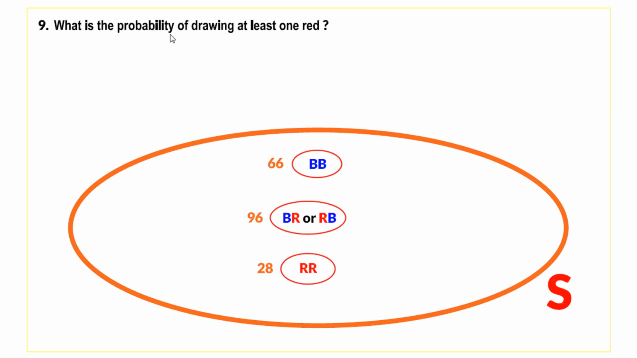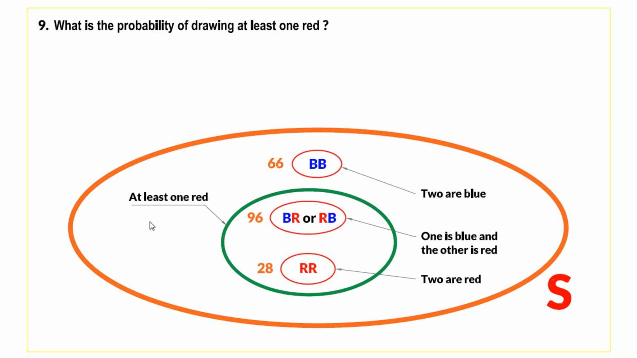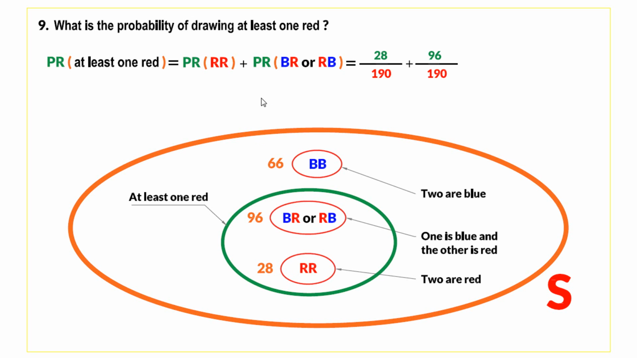Question number 9, what is the probability of drawing at least 1 red? So it could be here 1 red or more than 1 red, which is 2 red, and these 2 events are going to be at least one red. So in this case, the total number of elements is 96 plus 28, and the probability of this event is the sum of their probabilities, and the reason why, because they are disjoint events, their intersection is a null set. So the probability of the first plus the probability of the second, and we get 0.65 or 65%.